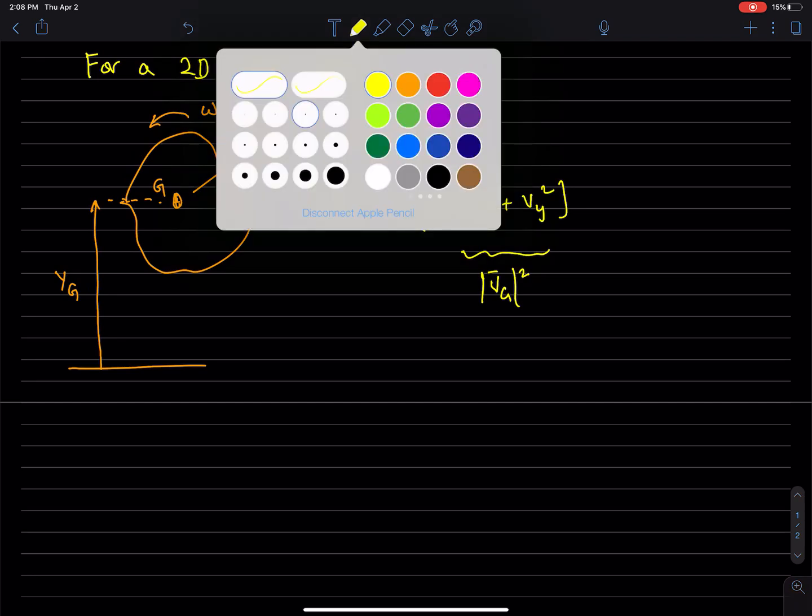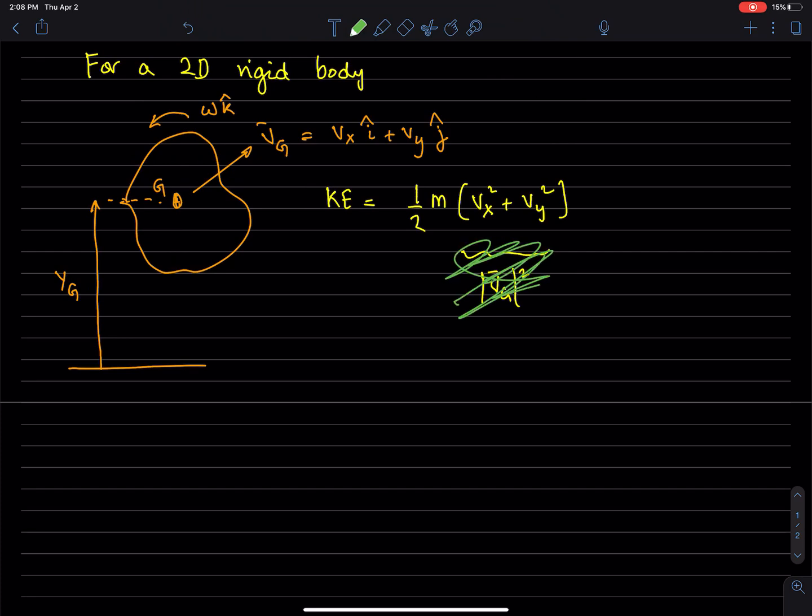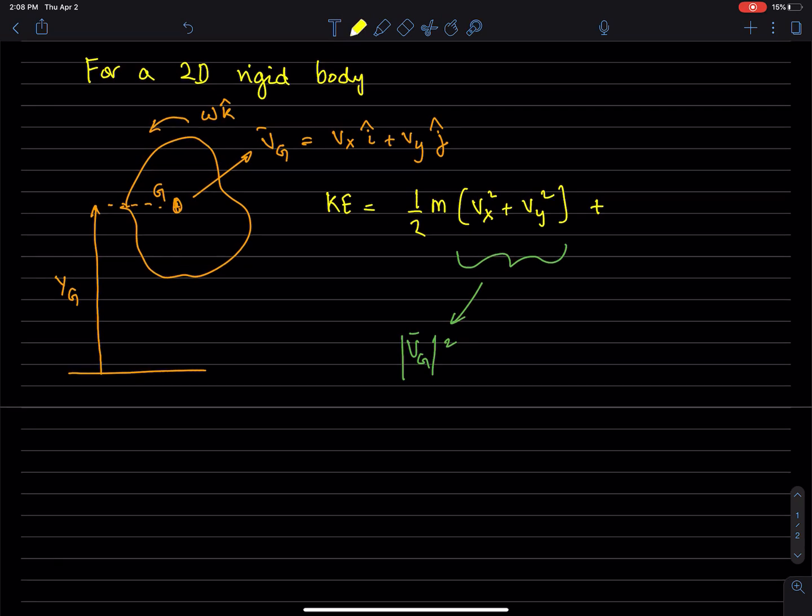So I'm not meaning to divide that there. This quantity is the absolute value of vG squared is what I mean to say there. Plus, this term is true if this object was just a particle at point G, but it turns out because it's a rigid body and it not only translates but also rotates, there is another term in the kinetic energy. It's half IG omega squared.